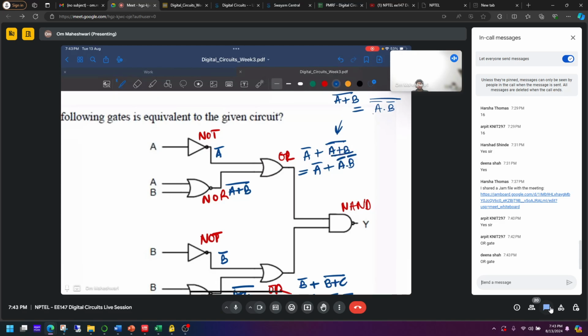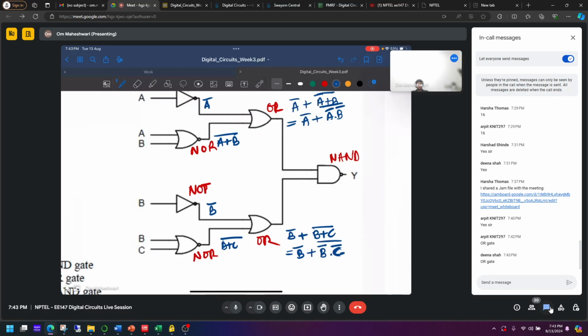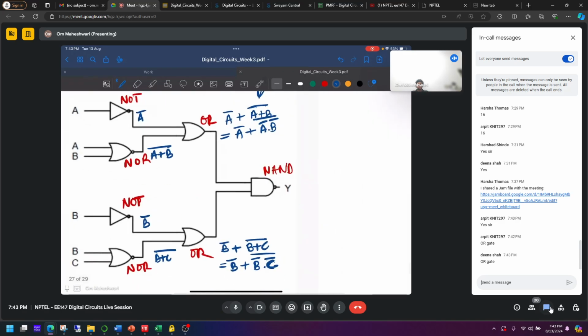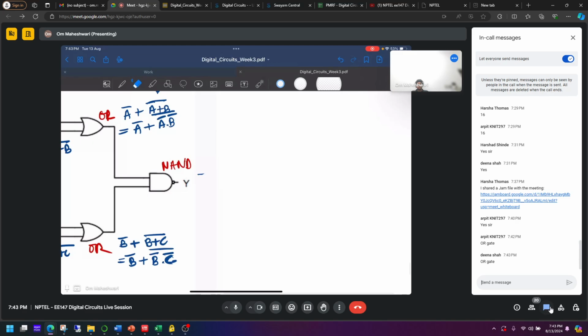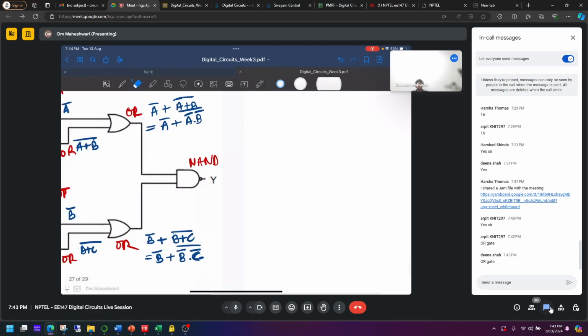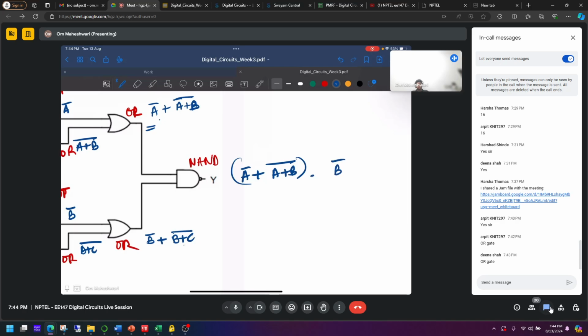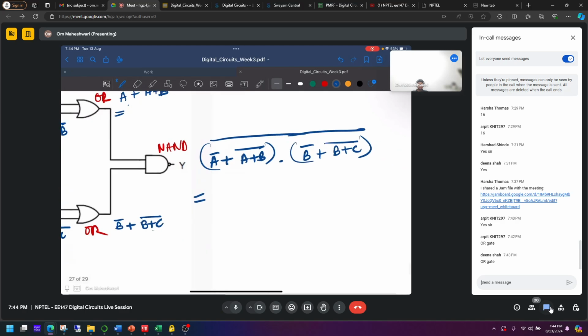And next is NAND. NAND is simply A dot B whole bar. So NAND of this will be, okay, let's look: A bar plus A plus B whole bar dot with B bar plus B plus C whole bar. Solve it.